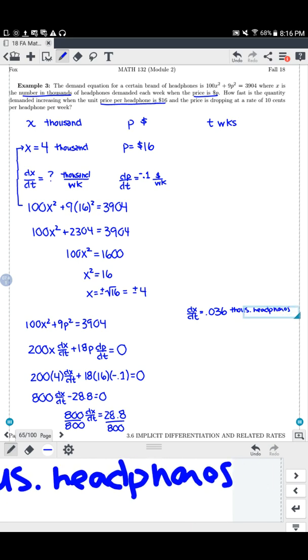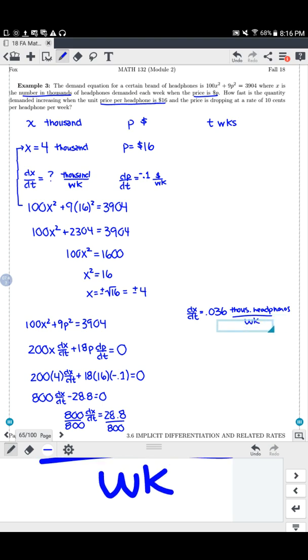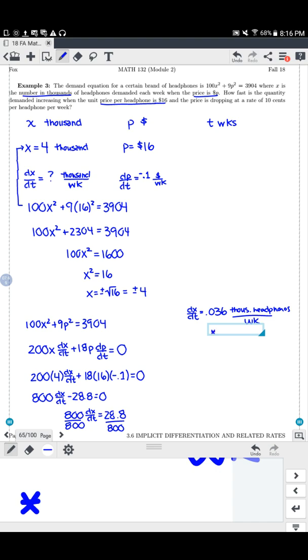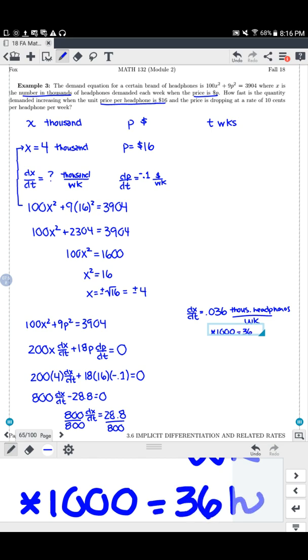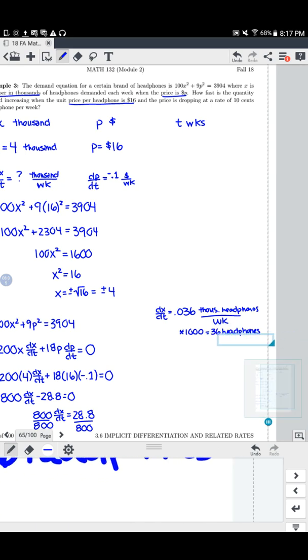But because I have to interpret this, we might just take a second and multiply that number by 1,000 so we can see how many 0.036 of 1,000 is. And we get 36 headphones per week.